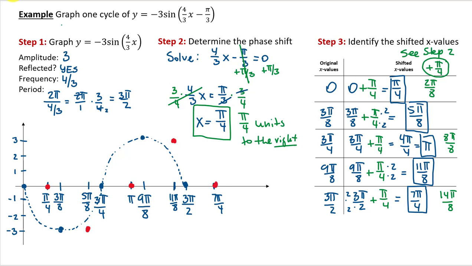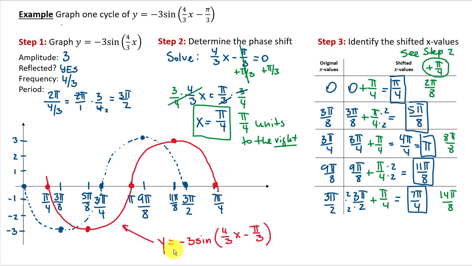Now I connect those points to obtain the graph. Okay, so here it is. What I have in red is the final answer, and that's the graph of the function y equals negative 3 sine of 4 over 3x minus pi over 3. Oh, and by the way, here's step 4 that I mentioned, but I didn't write it. Here it is.